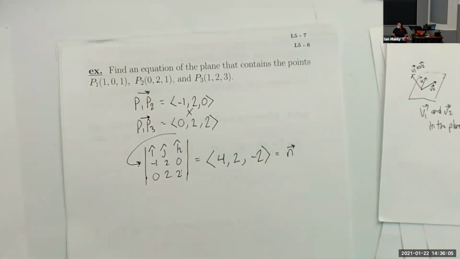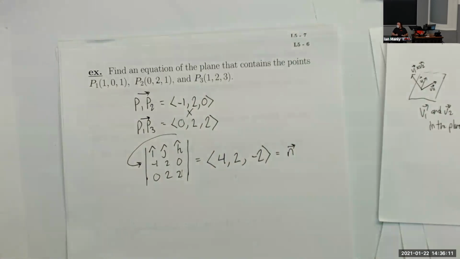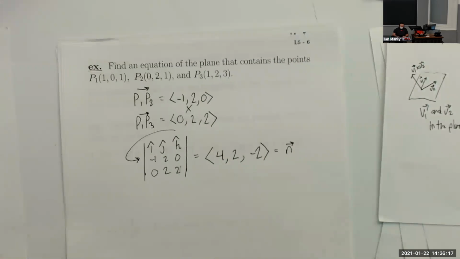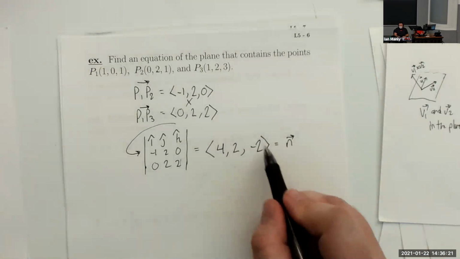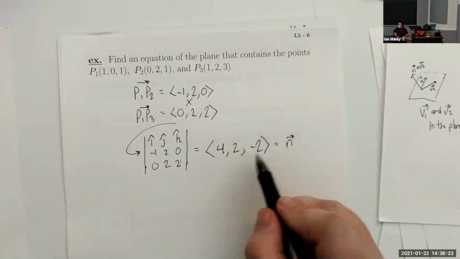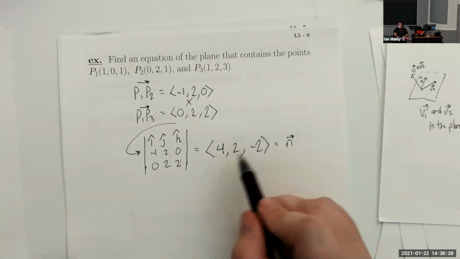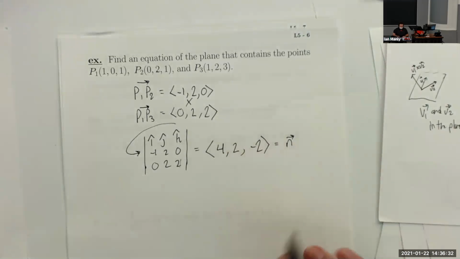This is the thing that we're going to use to define our plane. Can we use P2, P3 for the second vector? Absolutely, you can use any combination of these because all of them will be in the plane right here. You would definitely get different cross products though. So you may not get the same thing that I get right here, but whatever you get should be a multiple of this.